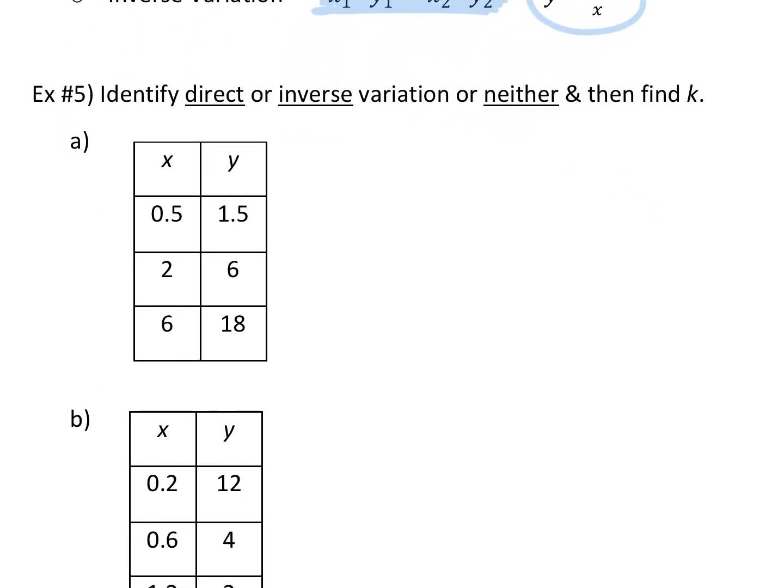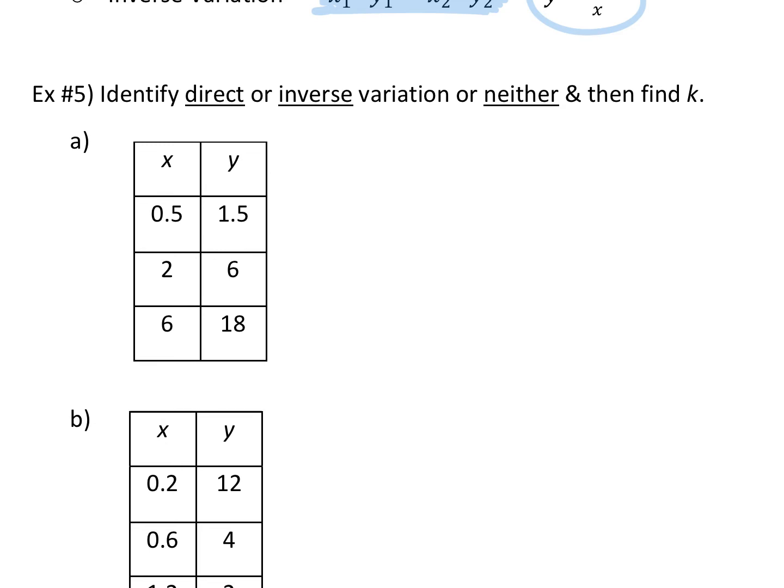So now they're going to give you a chart, a set of numbers, and you're going to have to say, is it direct variation, is it inverse variation, or is it neither one? Okay. And then if it is direct or inverse, then you can find K. Well, that's not true. You're going to find K, and that's going to help you determine direct or inverse.